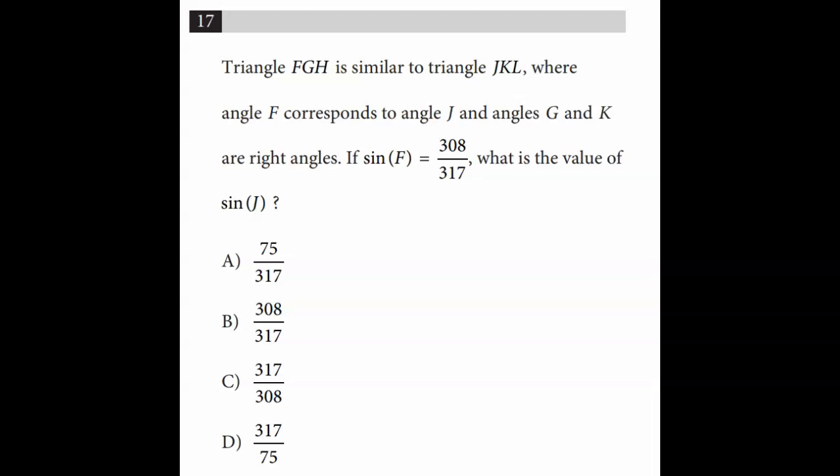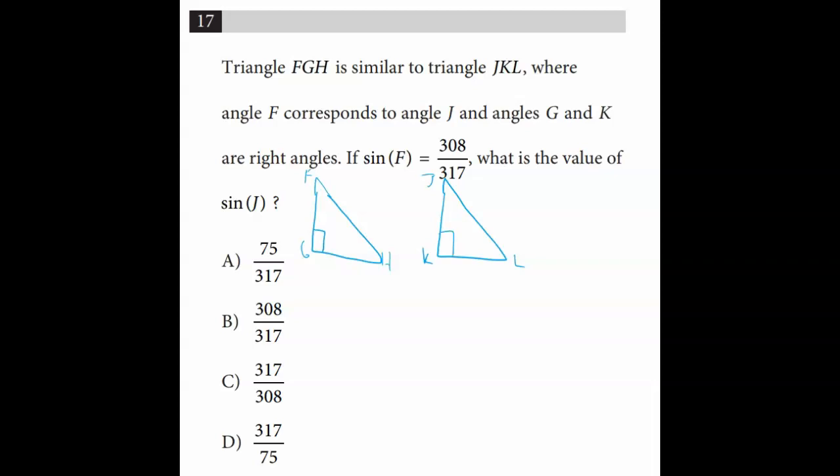Triangle FGH is similar to triangle JKL, where F corresponds to angle J and angles G and K are right angles. So we have two right triangles here. Let me draw that a little neater. G is going to be the right angle, FH is going to correspond with G and K, J, and L. So it's going to look like that.